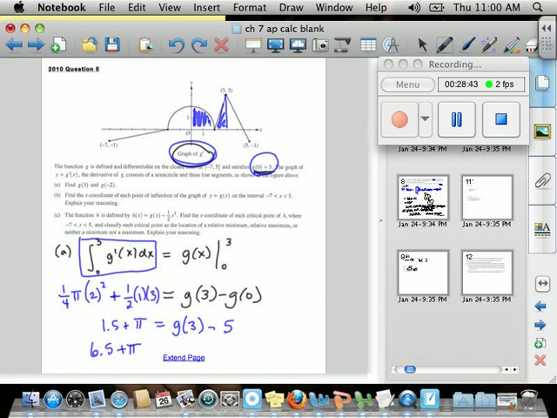All right, do you guys see how you could do g of -2? Same thing. Okay, making sense? You go from -2 to 0. From -2 to 0, yes.